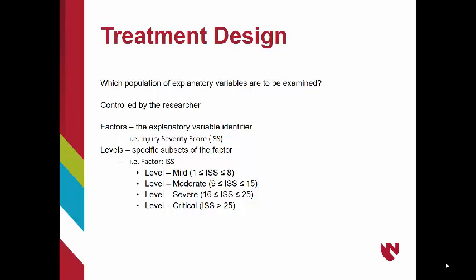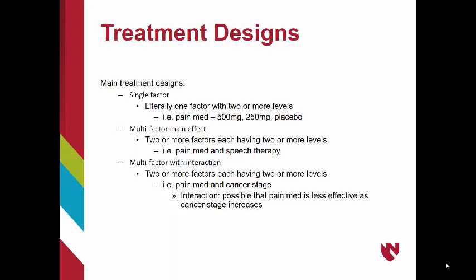And then they square that score and add up the top 3 regions, and that gives you your injury severity score. So 1 to 8 is mild, 9 to 15 is considered moderate, 16 to 25 is severe, and then anything over 25 is a critical injury severity score. So that in and of itself is kind of ordinal, right? The importance level, or the critical factor, gets higher and higher as the ISS moves up.